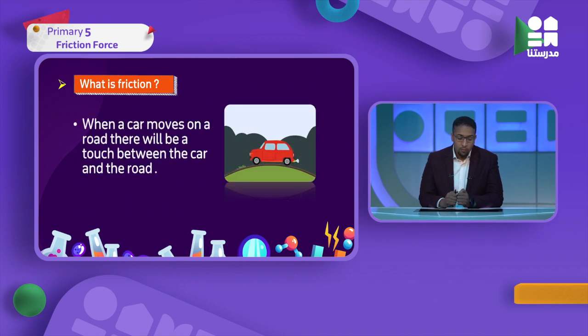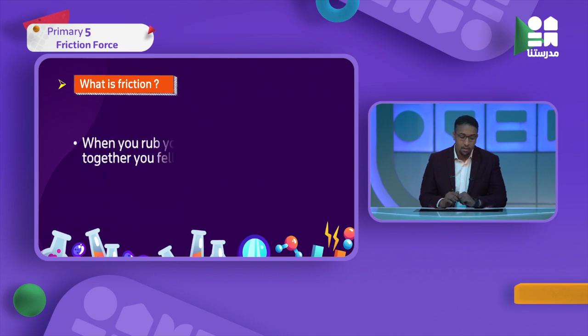When a car moves on a road, there will be a touch between the car and the road. Between the tires of the car and the road. بين العجل بتاع العربية وبين الطريق هيبقى في touch، في contact. ده بنسميه برضو friction force. وأكيد act in opposite direction.